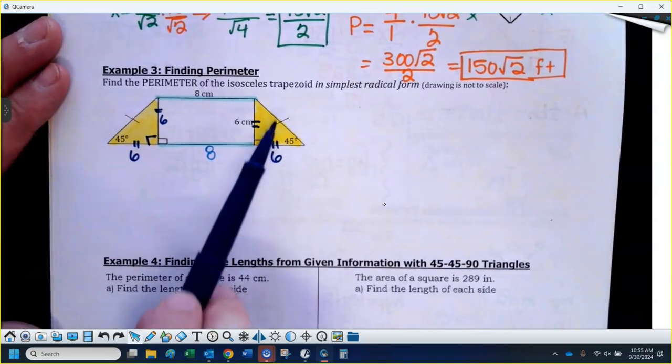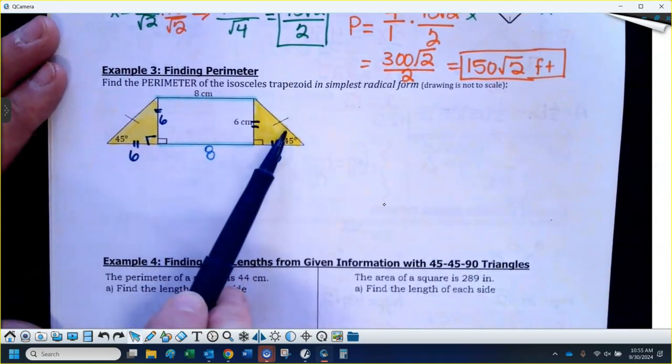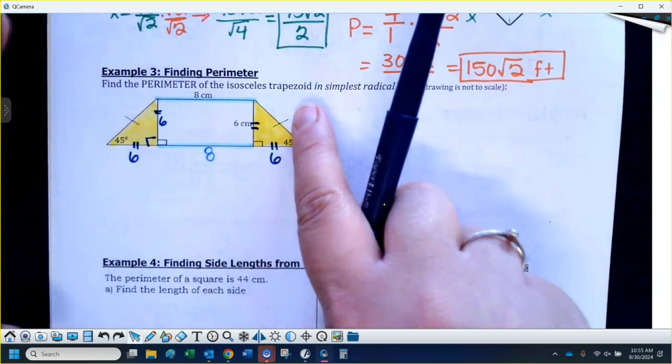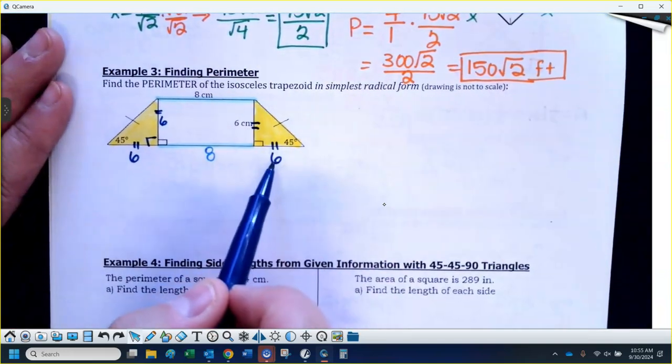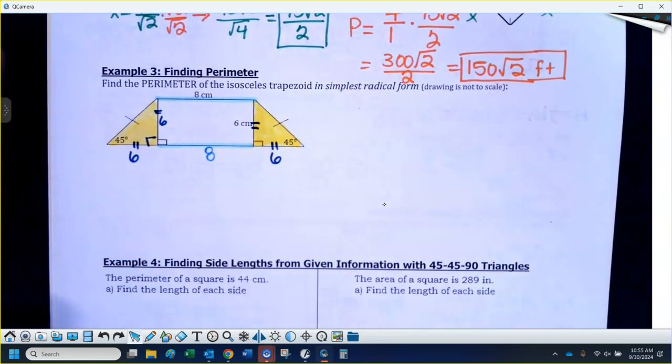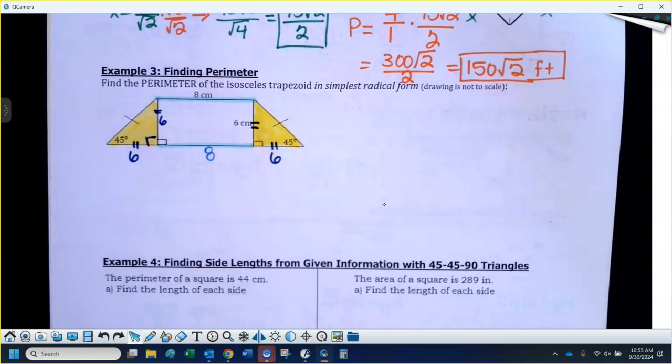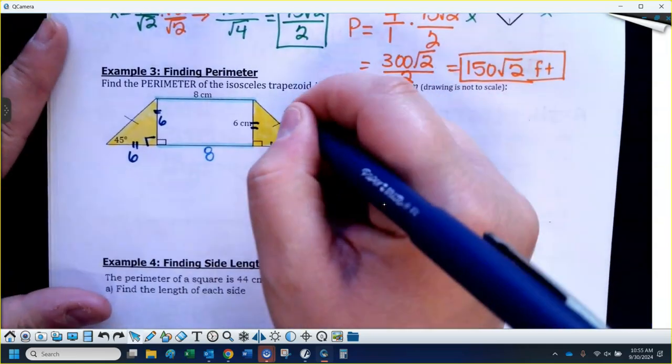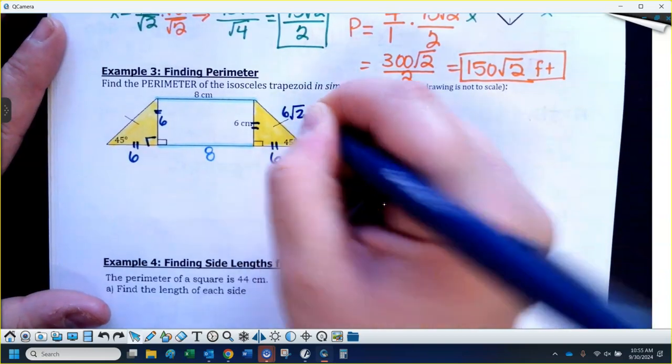Now, this only other side, I don't have these two sides, but they're both going to be the same. If I have the leg in a 45, 45, 90, what would the hypotenuse be? Brody, what do you think? Yes, just the leg times the square root of 2. So this is just 6 radical 2.